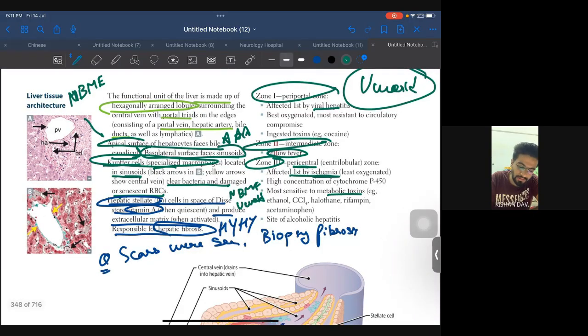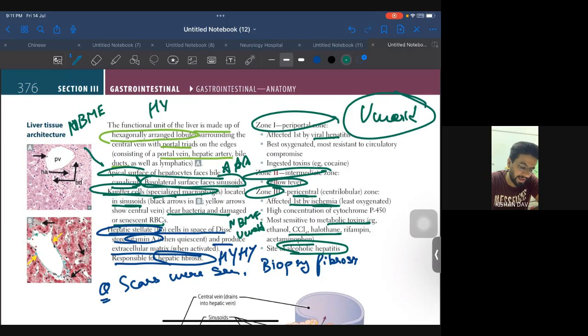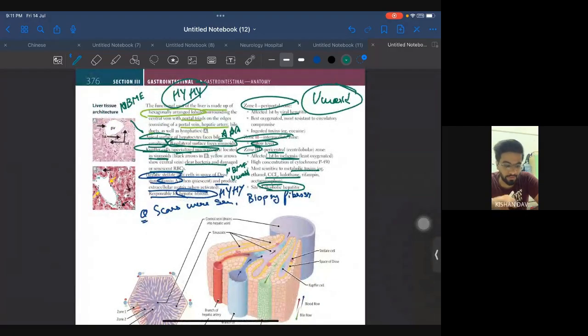And all the metabolic toxins, the problem occurs in zone 3. Alcoholic hepatitis also occurs in zone 3. So this entire page becomes again very high yield. This is all about the basic information. Okay, this is basic information. So with this, we are done with liver tissue and architecture.